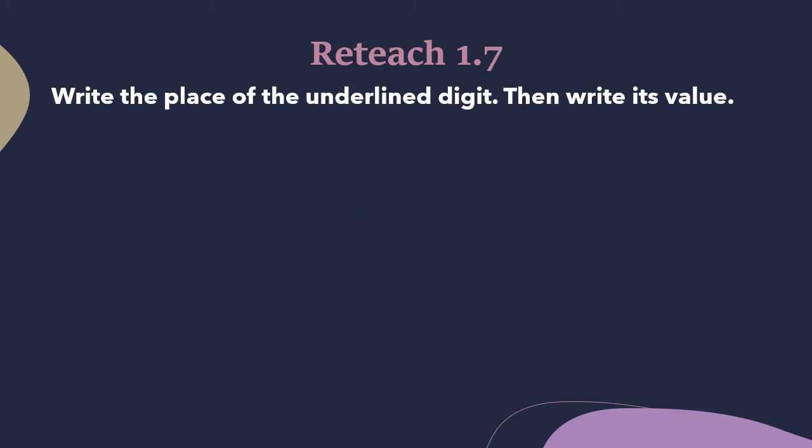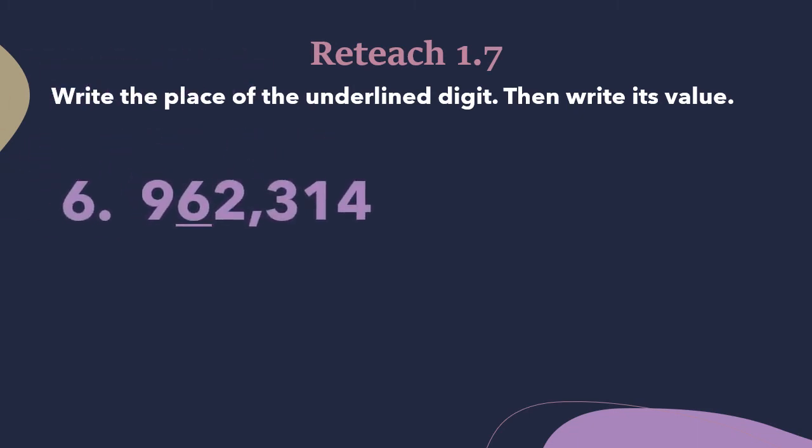Let's check out number 6. 962,314. Again, we are going to write the place of the underlined digit. In this problem, it is the 6, and then we are going to write its value based on the place it's in. So once again, let's pause it here, give you a chance to work it out, and then we'll unpause it and check it together. See you in a bit.